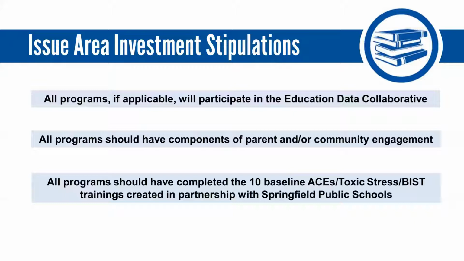And then last but certainly not least, all programs should have completed the 10 baseline ACEs toxic stress BIS trainings created in partnership with Springfield Public Schools. This has been an evolution if you've been paying attention over the last 4 to 5 years. It started out with just asking in our first grant, what was your awareness of adverse childhood experiences and toxic stress? Then the next funding cycle, we asked for all programs to create a plan and to begin executing that plan. And what we found were those plans were completely different across the board.